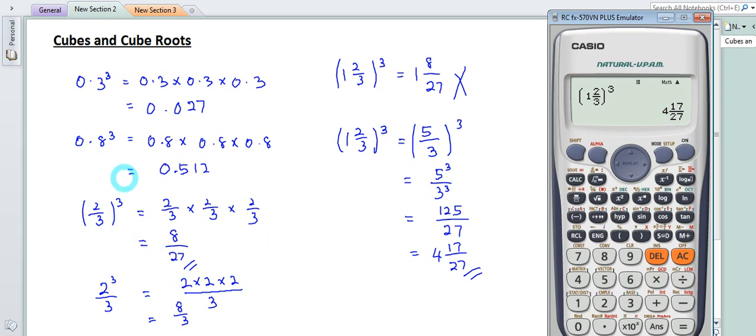Okay, let me try this. 0.8, right? So 0.8 to the power of 3. To the power of 3, you can press shift, then press this one. You get like this. If you don't want to key in this way, you can actually do like this. To the power of 3, you can press this one. So you can just key in 3 here. Equal. You will get the fraction. If you don't want your answer in fraction form, you want to express your answer in decimal, you just press this button. 0.512. Very easy, right?